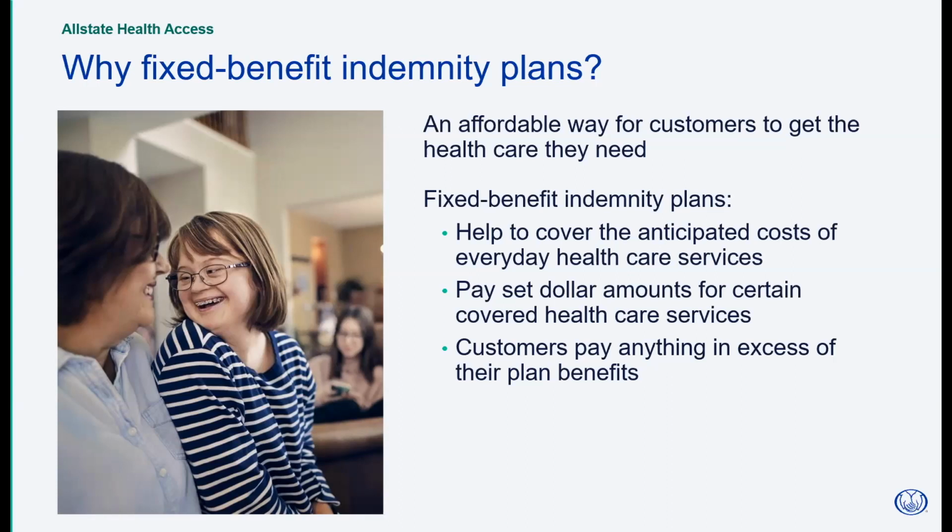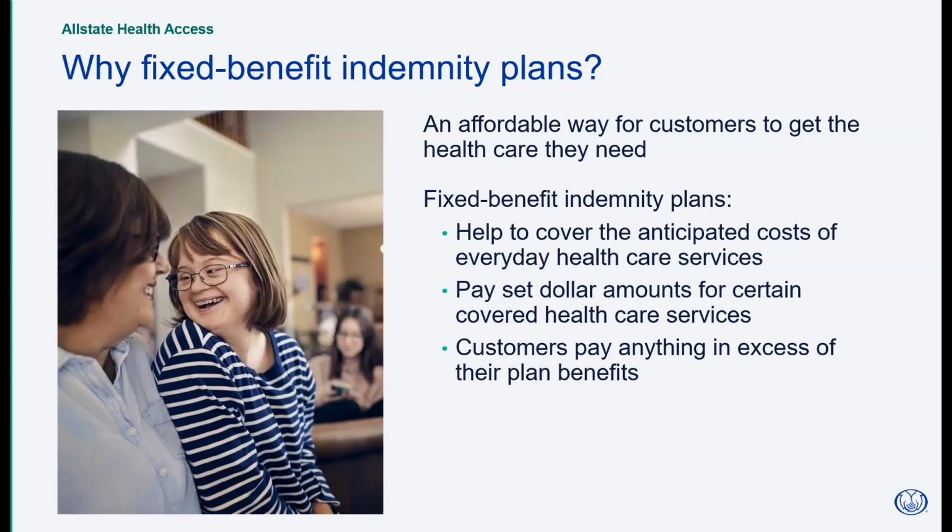Let me explain what I mean by this. If you have a customer that goes into the hospital or has some kind of injury that ends up costing them $10,000, and that is what they are billed, and this Access plan covers $9,000 of that $10,000, that leaves a delta of $1,000.